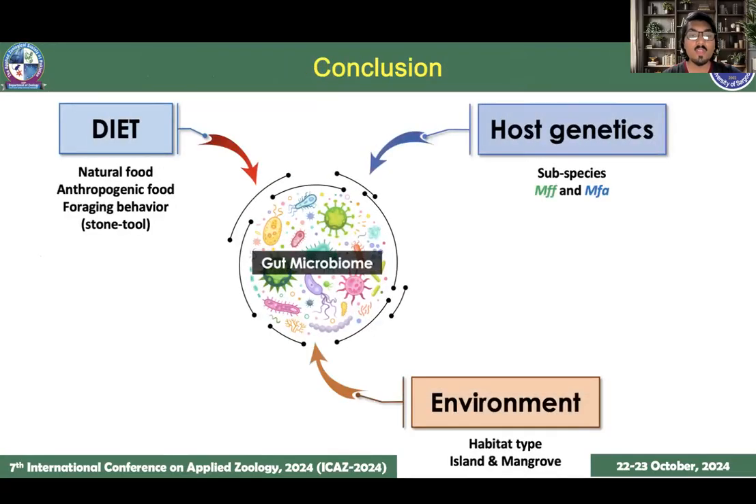To conclude, these results suggest that the diet, which includes the natural food, anthropogenic food, and the foraging behavior, which is the stone tool use behavior, and also the host genetics, because the two subspecies have distinct genetics, and the third one is the environment, which leads to the differences in the habitat types, have an influence on the gut microbiota of these long-tailed macaques.